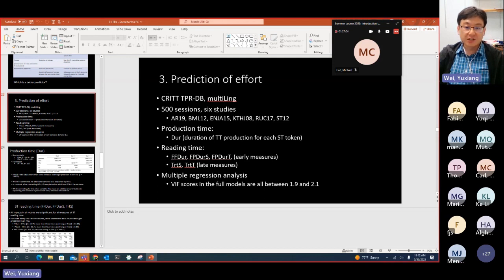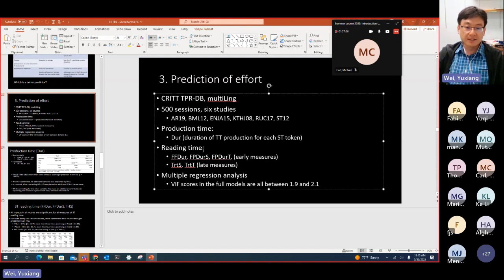I've used 500 sessions in 6 studies and looked at the measure of effort, both in terms of time of production and in terms of the reading metrics as we can get from the eye movement data. Production time in the data set in the ST table is denoted by DUR, which is basically the duration of the TT production for a particular ST token.